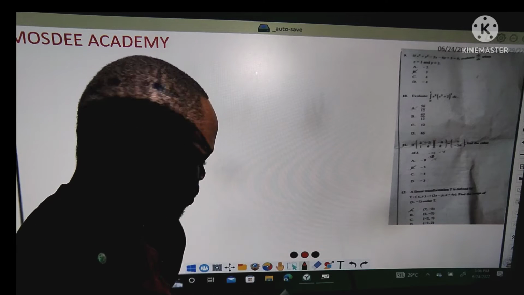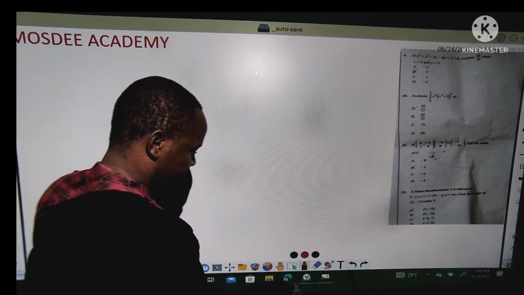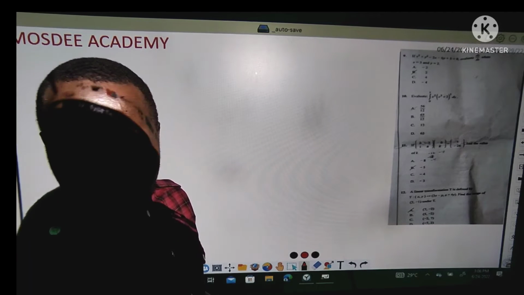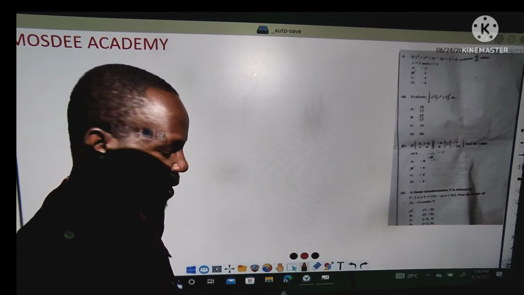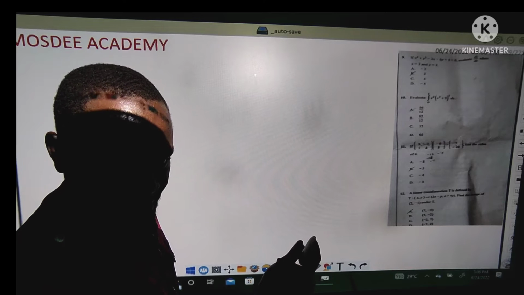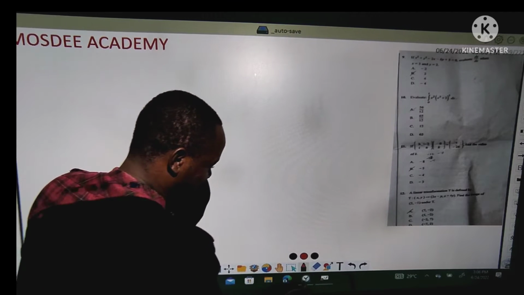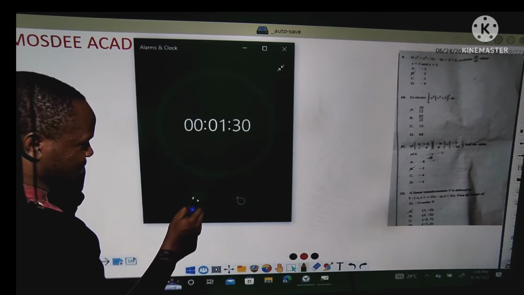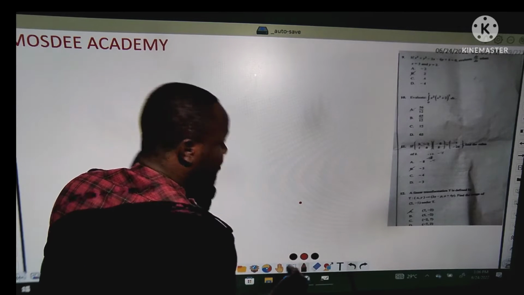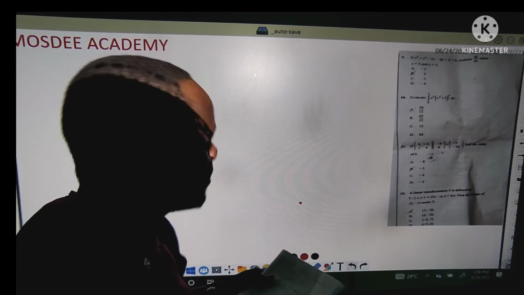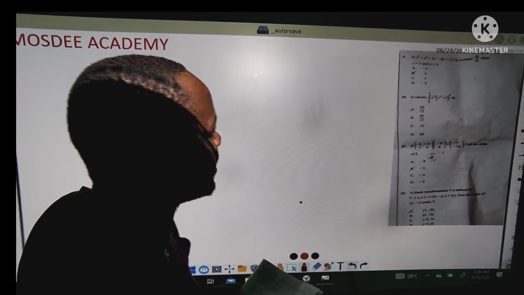Question 9 says x squared plus y squared. I think I should start my timing after reading the question. You guys give me something that is not possible. So the question says we should find dy/dx when x is 3 and y is 2.